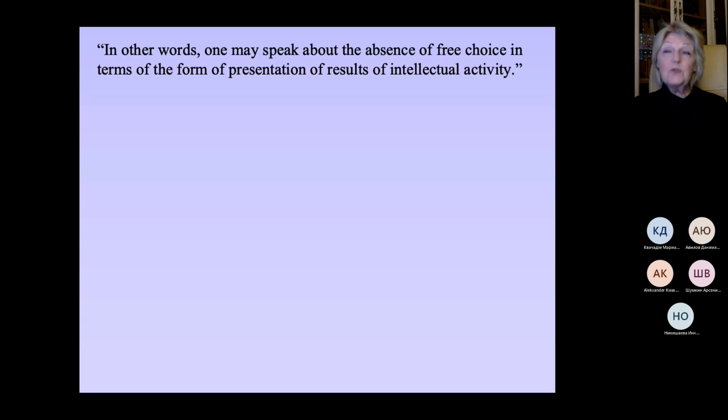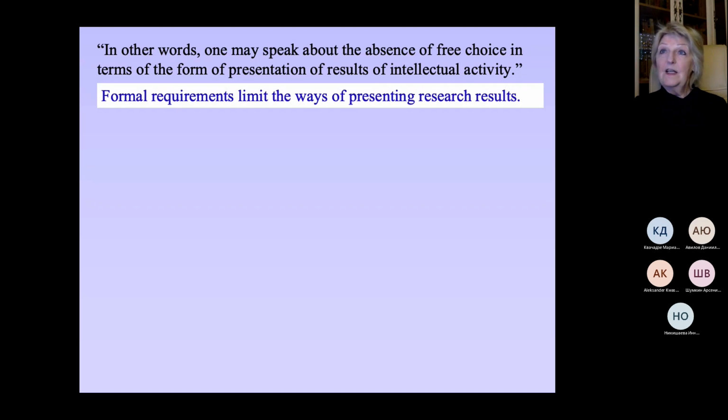So actually, how to rebuild a sentence depends on what you want to say. There is another thing that is hidden here. So this is the first way. The form of presentation, it's formal requirements, right? What impedes publishing as you wish is formal requirements. So she's discussing in the paper those formal requirements. So the subject is formal requirements, right? Not the absence of free choice. I simply limit the ways of presenting research results. This is one kind of building up a sentence.